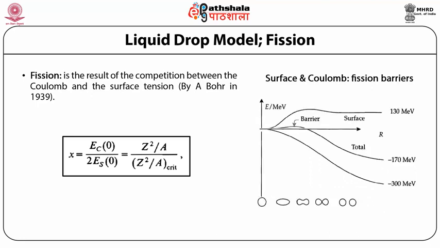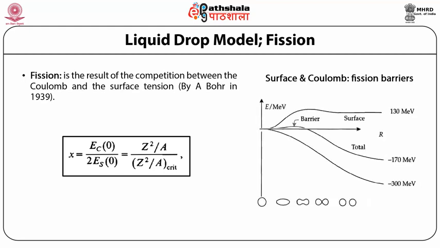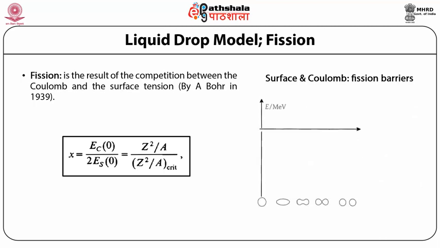Now fission is the result of a competition between the Coulomb force and the surface tension. Fission is nothing but a process in which a heavy nucleus breaks into two lighter nuclei with the emission of energy. According to Bohr, classically, fission happens because of a competition between the Coulomb force and the surface tension.